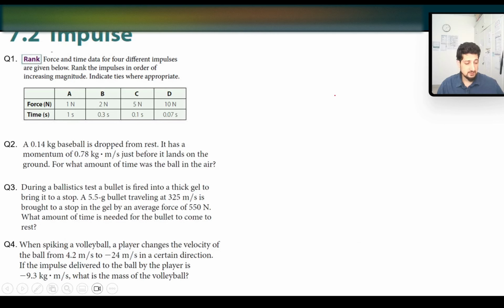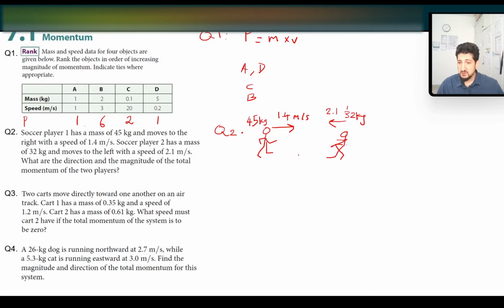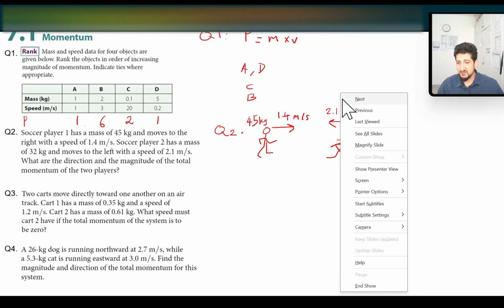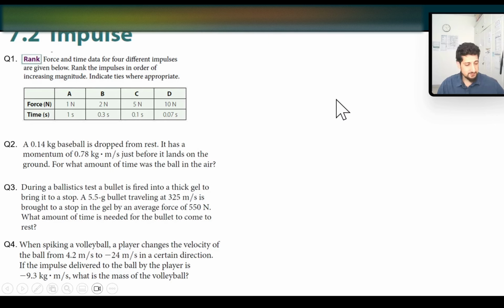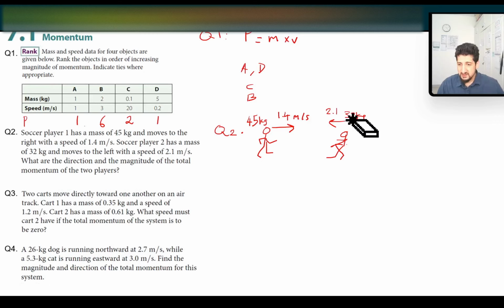I am using a new tablet to write with, and it just takes a little bit of getting used to. So please bear with me. I'm trying very hard. I might have to get rid of that. Let me just write meters per second here, and then I'll put the 32 kilos here.